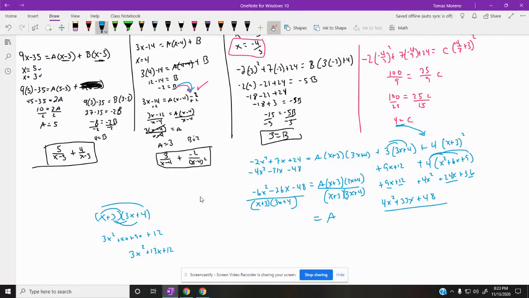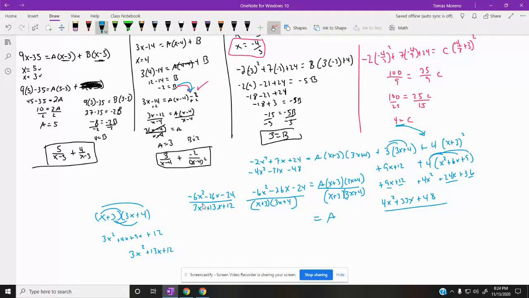Now, check this out. I want you guys to look at something, and then look at this. What do you notice? Oh, wait, this is not 48. I'm sorry. That's actually 24. 24 minus 48 is negative 24.